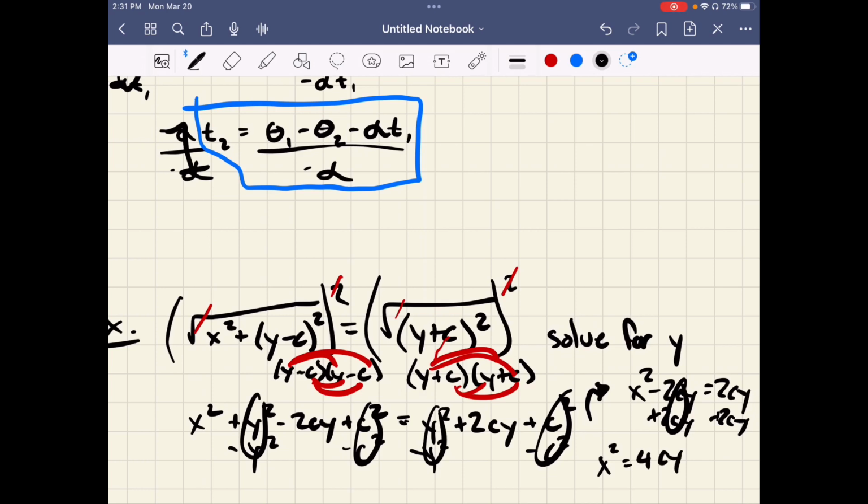And remember, I'm trying to get y by itself, so I divide by 4c and 4c. Those just turn into a 1 and a 1, and then I'm going to go up to the top here and write my answer. So I have y equals x squared divided by 4c. And that is my final solve for y answer.